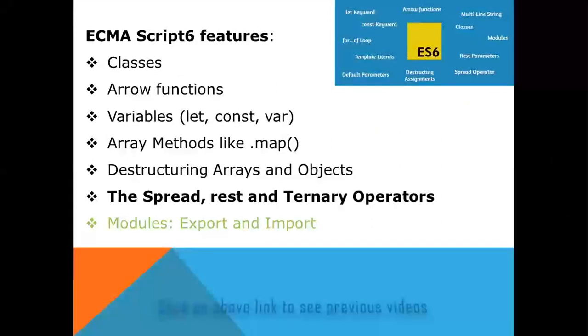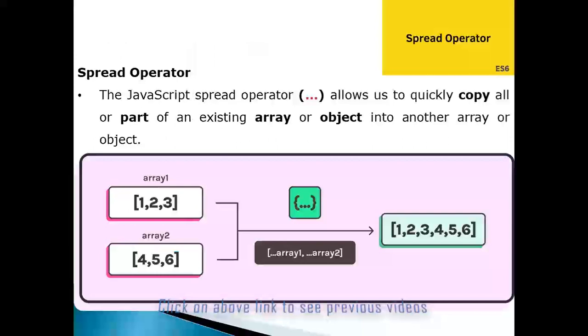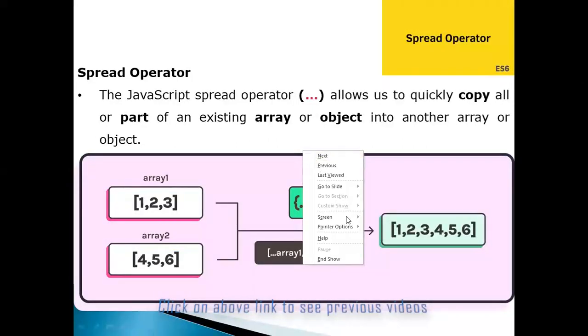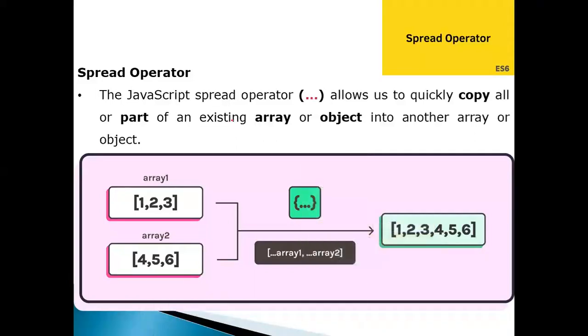Next part is spread, rest, and ternary operators. What actually spread is nothing but spreading, which is a very interesting and important topic. We are going to mention that the spread operator is three dots, just like the operators for plus, addition, and minus, subtraction.